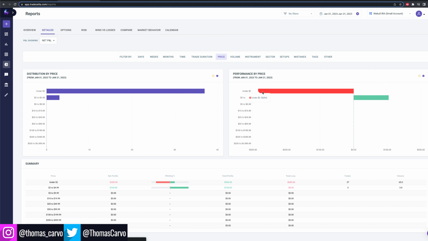But in my example, I'm seeing the data telling me that what's working right now and what's better for you is the more expensive stuff. Okay, so that's one thing.